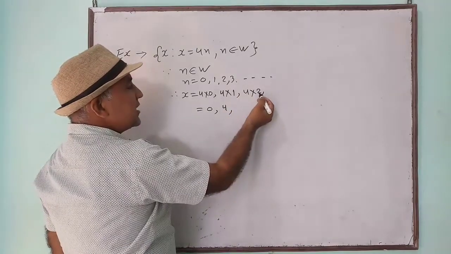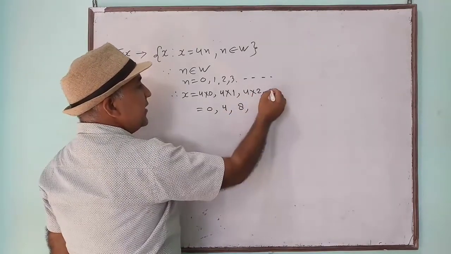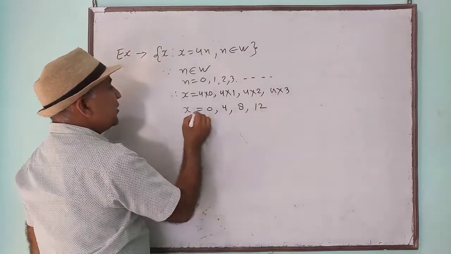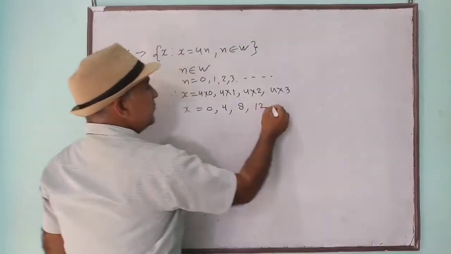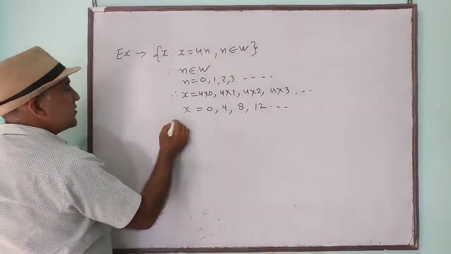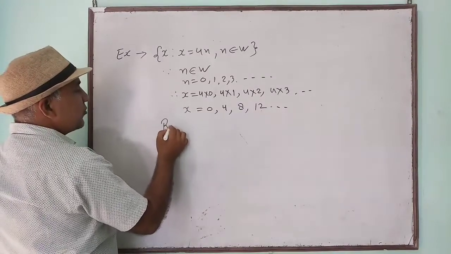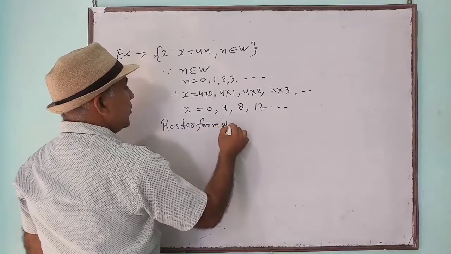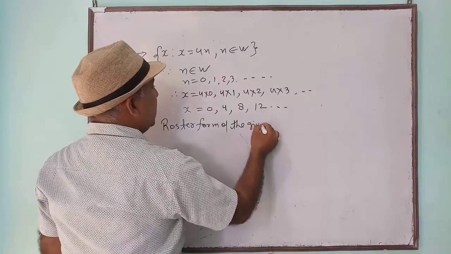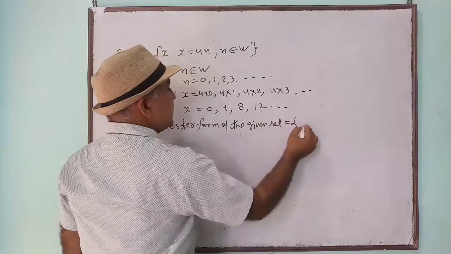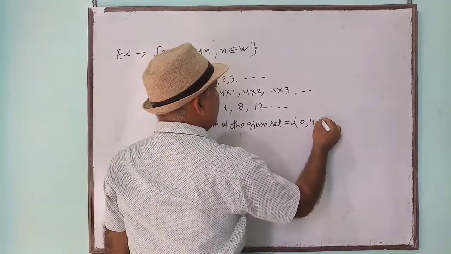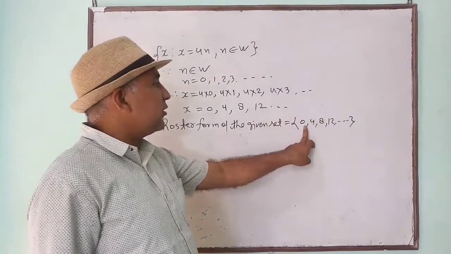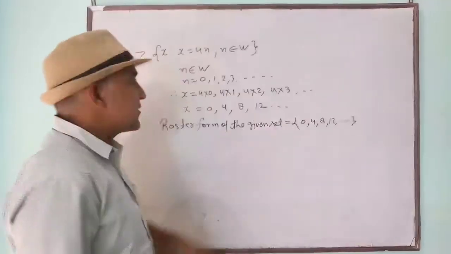Similarly, n is 2, then x will be 4 into 2. That is 8. If n is 3, then x will be 4 into 3. That is 12. Now these are the values of x. That means this set in the roster form will be: roster form of the given set is equal to 0, 4, 8, 12 and so on. In the roster form we write all the elements separately. Okay, see one more example.